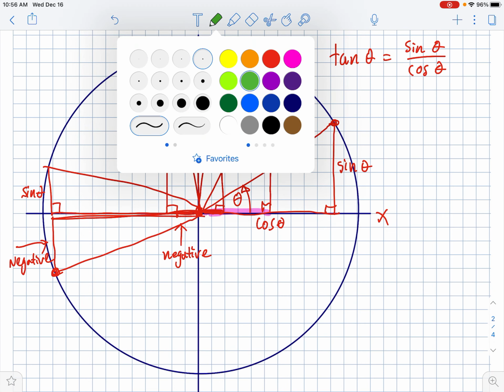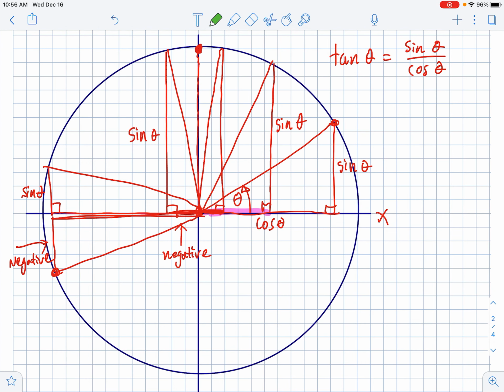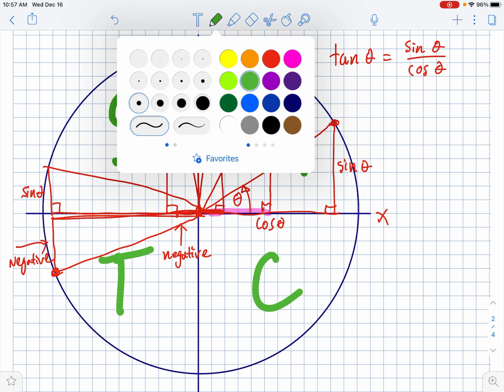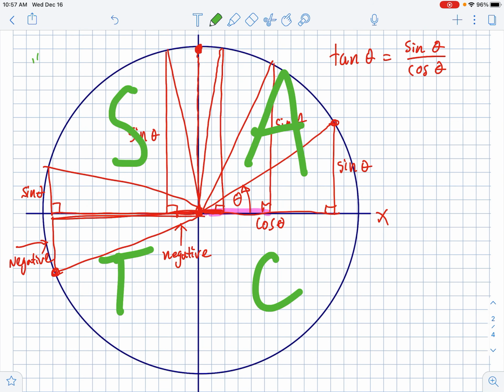It's this. Let's get a little bigger. It's All Students Take Calculus. Which is almost true. No matter what you study in college, you'll probably end up taking some sort of calc. Mostly true. The ASTC reminds you what is positive in each quadrant.